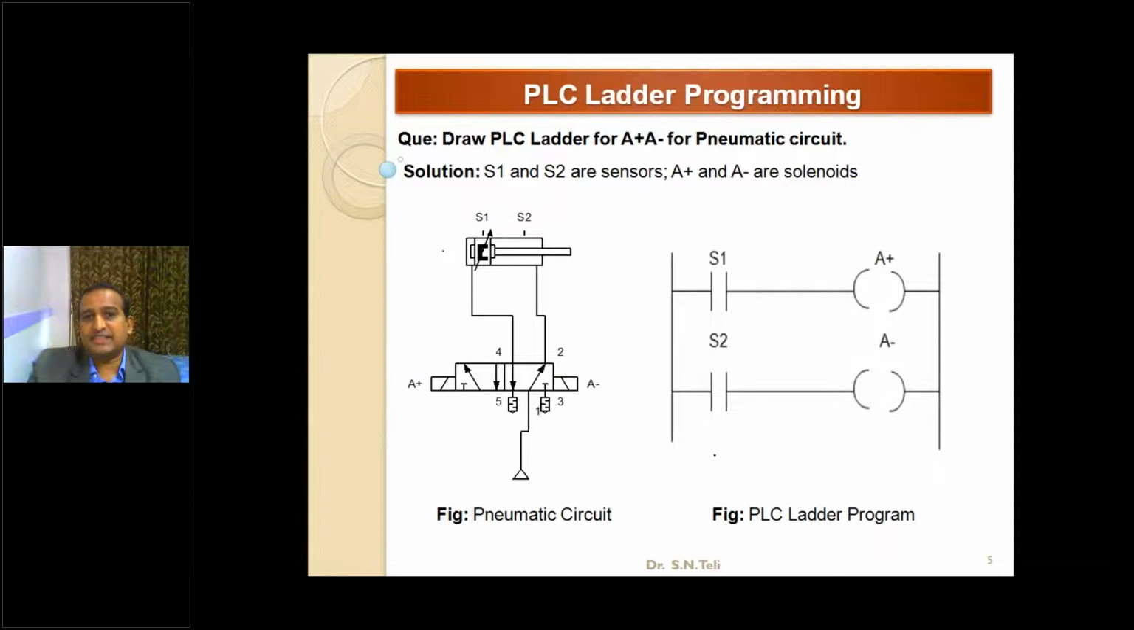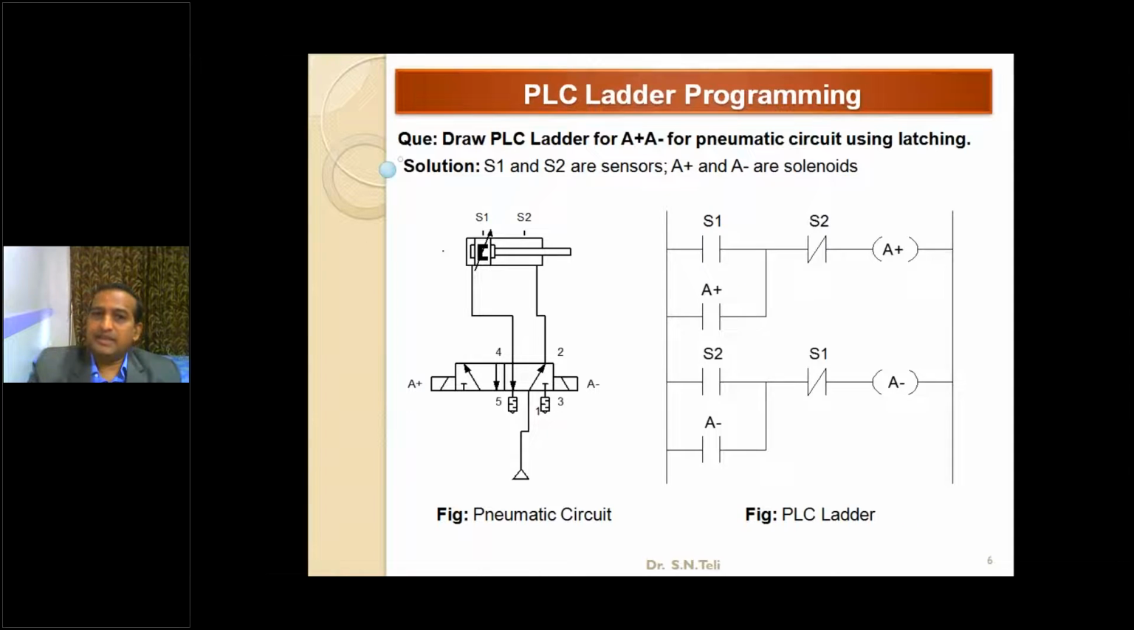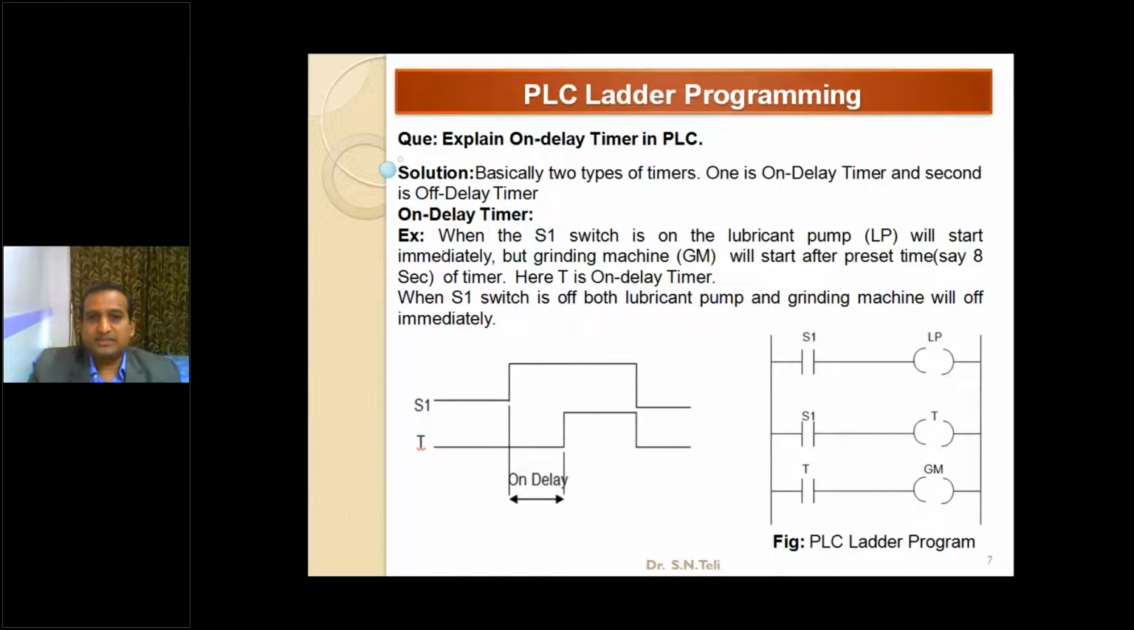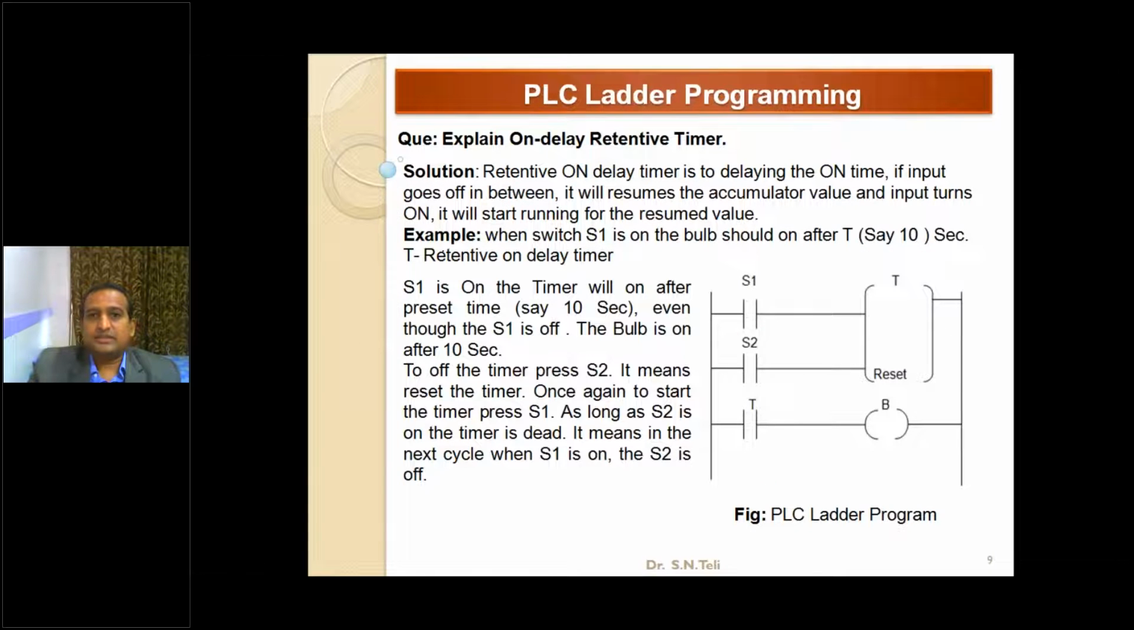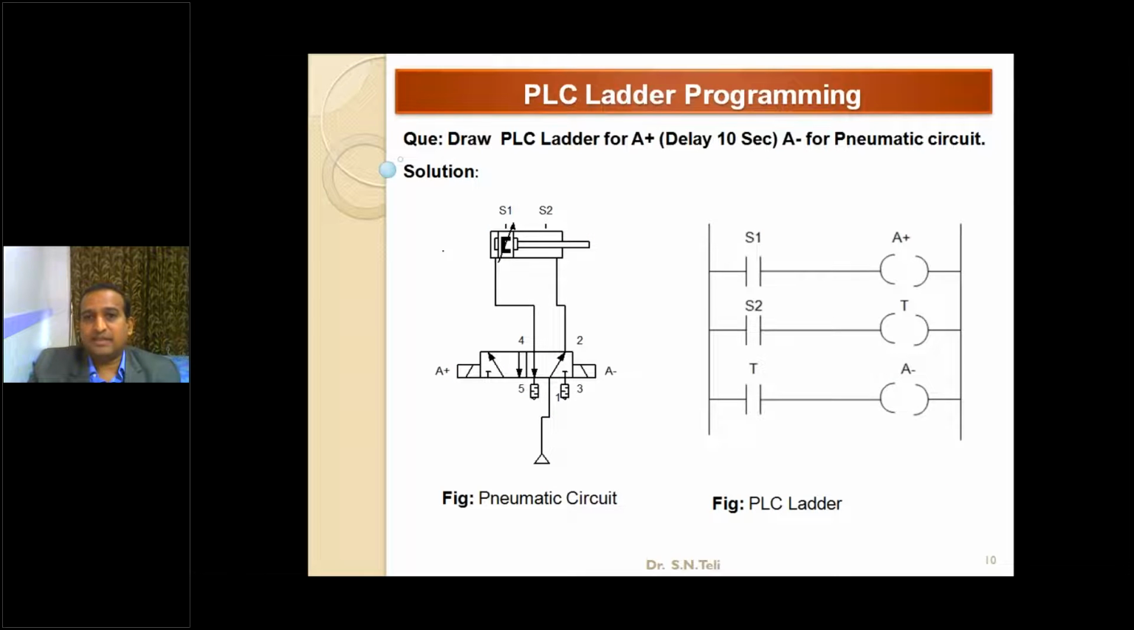And here A plus, A minus. A plus means the piston is extending when S1; A minus when S2. So this is PLC programming, ladder programming. Here A plus, A minus using latching, and here the on delay timer I have already explained, and the off delay timer I have explained, and the retentive timer needs a reset. Delay A plus, delay A minus. When S1 is on, A plus; when it reaches S2, the timer will start. When the timer gives the output, then A minus will retract.